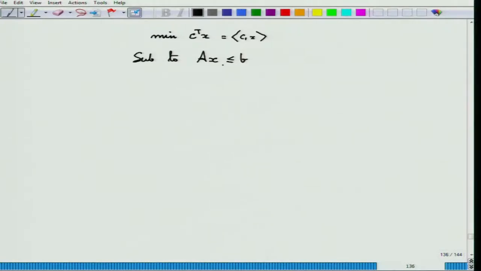He has not put in any restrictions on the variable. So, as the most general form with an inequality, I can write this again into an equivalent form. If each ai is a vector representing the rows of A, then I can write this as... A is the same m cross n matrix and all those things which you all know quite well.